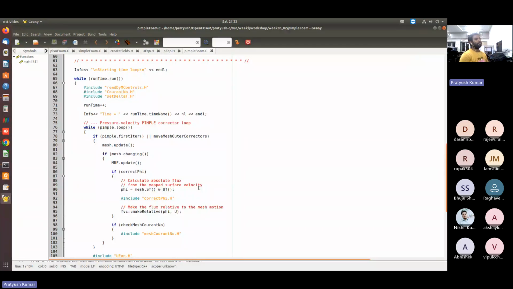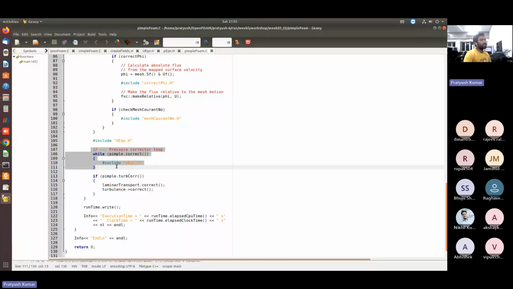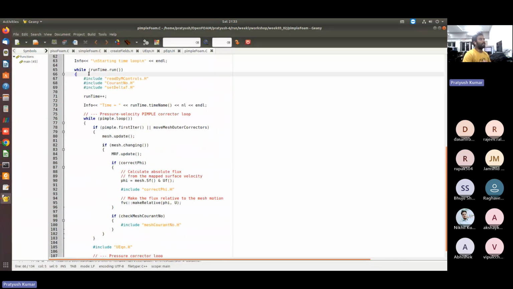Okay, so pimple form is a combination of the simple form and the PISO form. The only difference is that the pimple corrector is given, which is similar to the PISO form. Now this outer corrector is of course given in the simple form, but the pimple form is the solver for the steady state solver. So that is the benefit of both simple and PISO in the pimple form. So that is the only difference between the PISO and the pimple form.